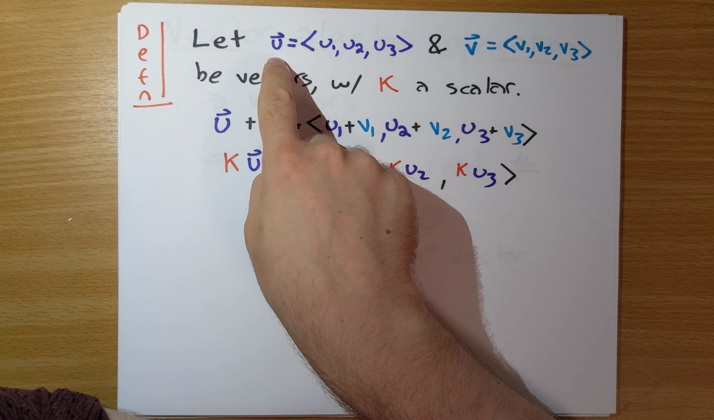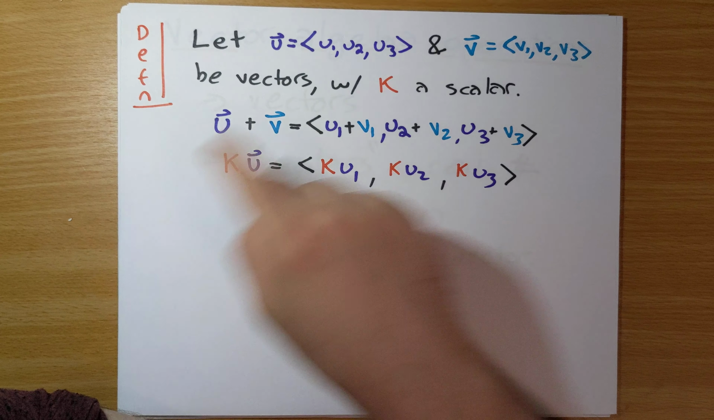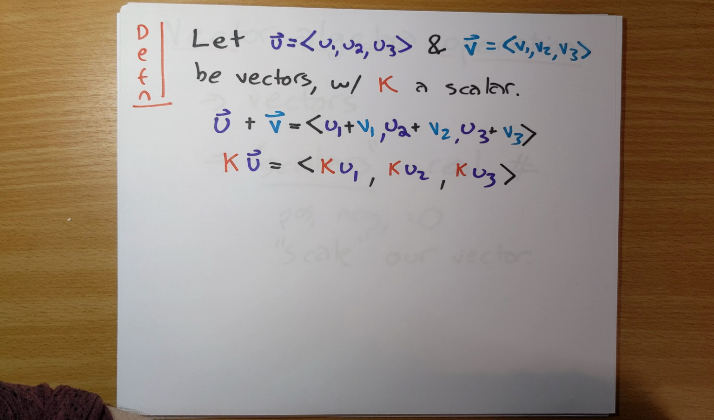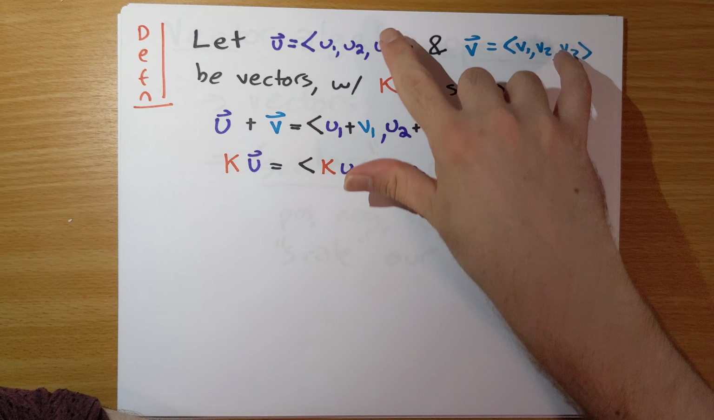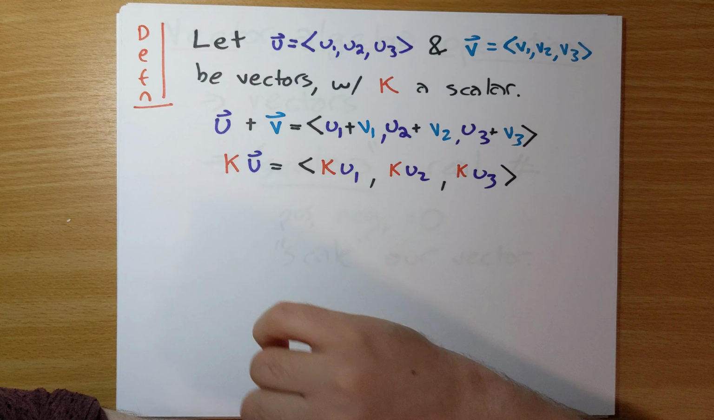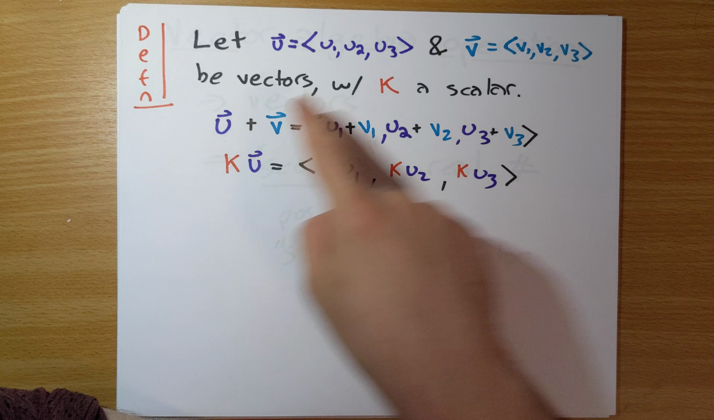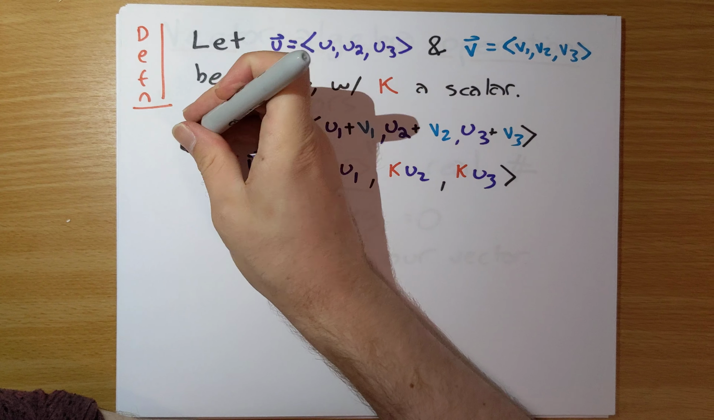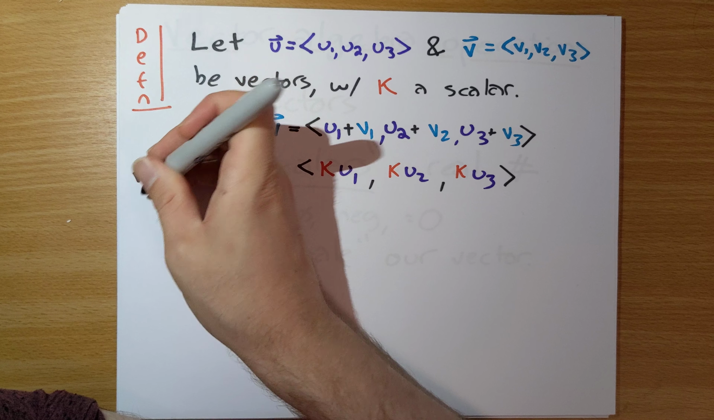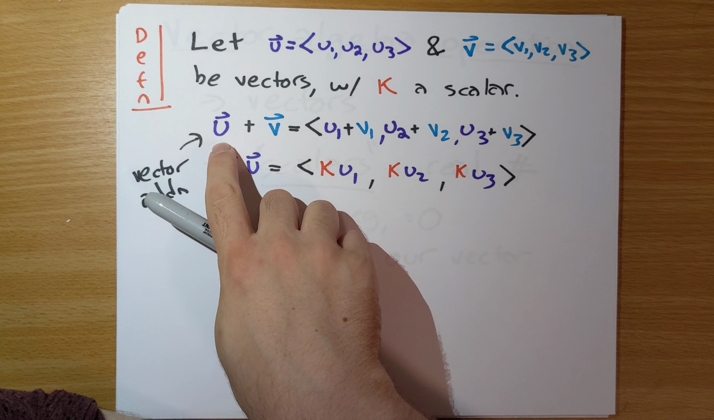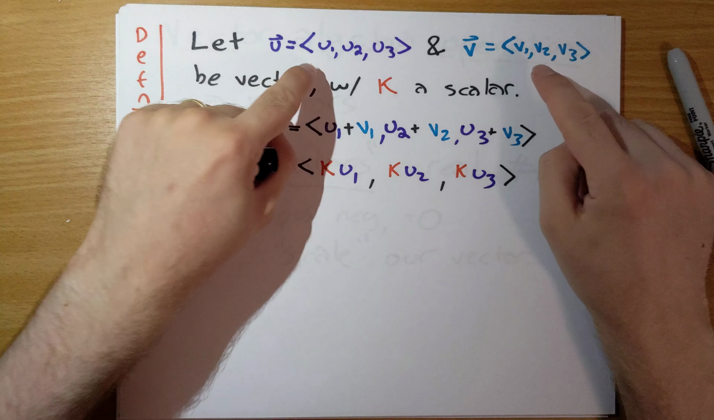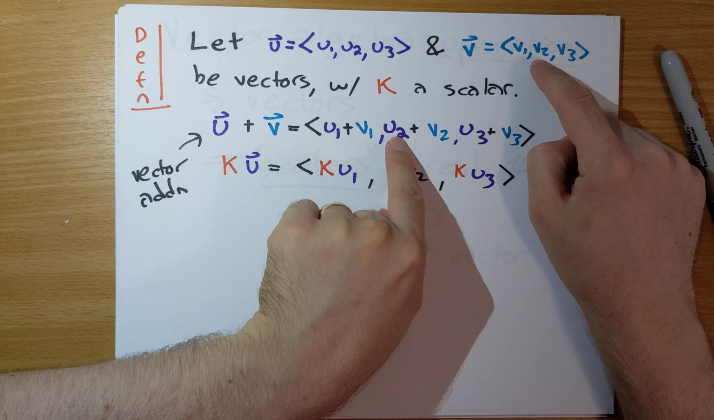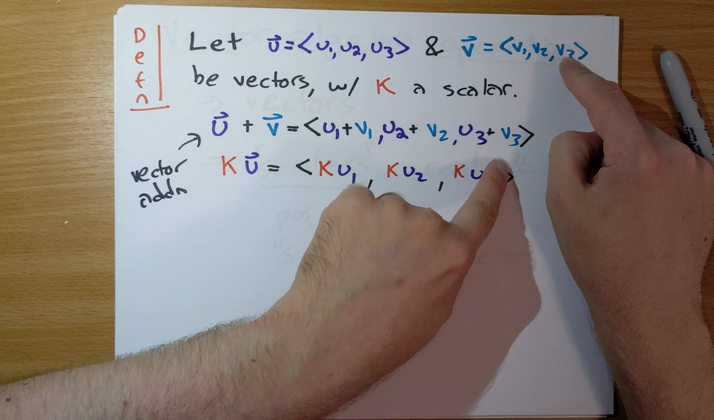Suppose that u is (u1, u2, u3) and v is also a vector (v1, v2, v3). I'm writing these out as vectors in 3-space. This also works if we just are looking at vectors in 2-space. So let u and v be vectors with k a scalar. Our first thing here is vector addition. We want to add together u plus v. We simply add together the components: u1 plus v1, u2 plus v2, u3 plus v3.